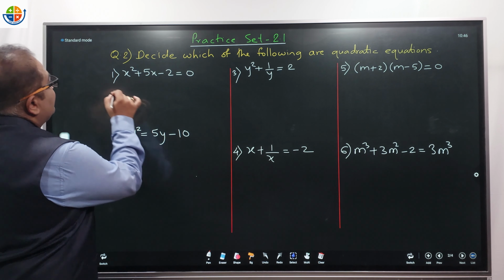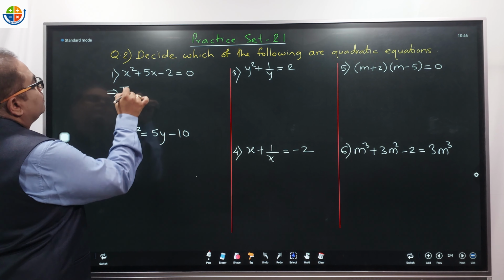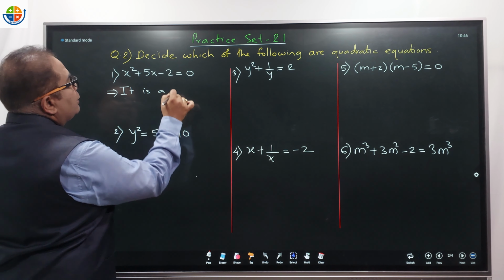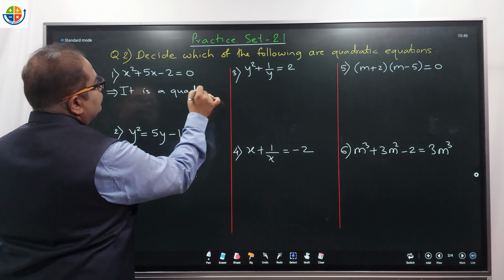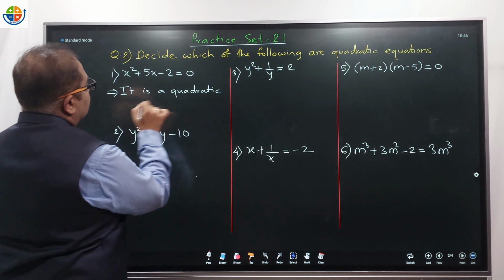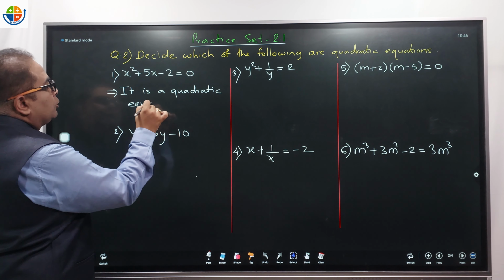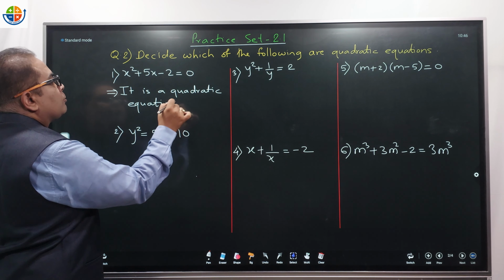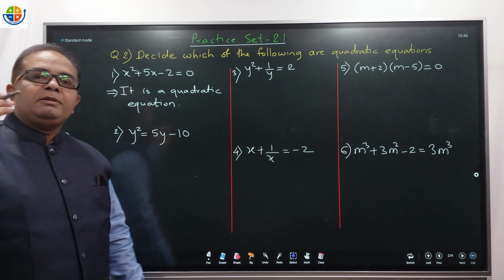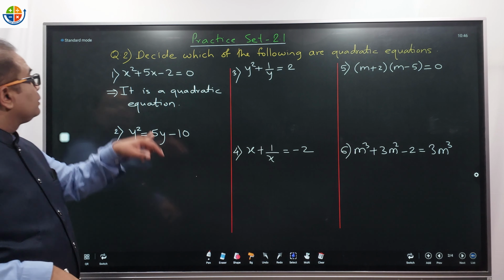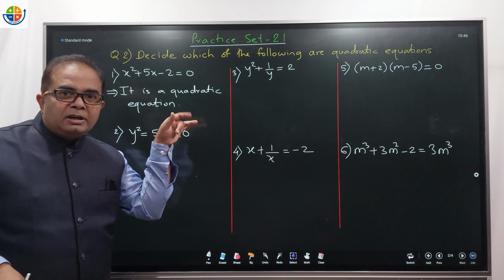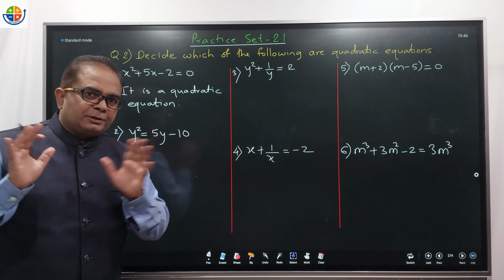I will directly write here. It is a quadratic equation. Or you can add one more sentence. It is in the form of ax square plus bx plus c is equals to 0. Therefore, it is a quadratic equation. एक sentence आप add करना चाहो तो कर सकते हो.